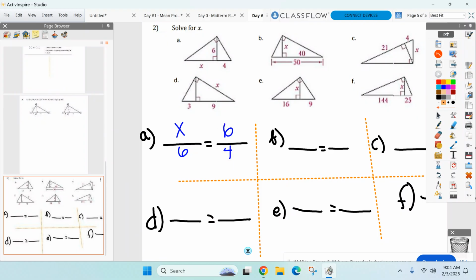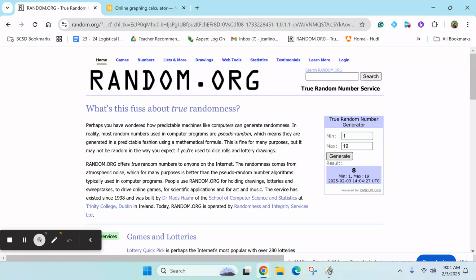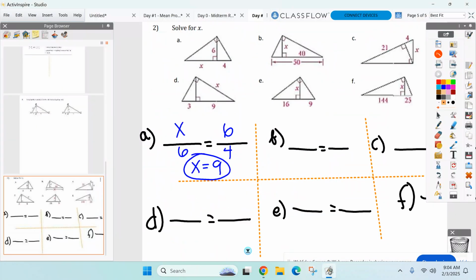6 over 4. That should have been a SAS one right there, right? X equals 9. Good so far. All right, next up, let me know what you got here. Jayla, what do you got for this one? Is the altitude involved in this problem? So it's going to be a SAS, right?